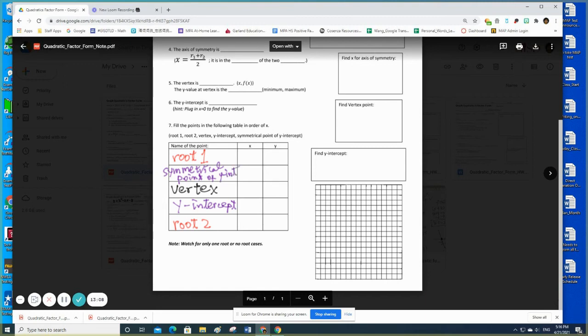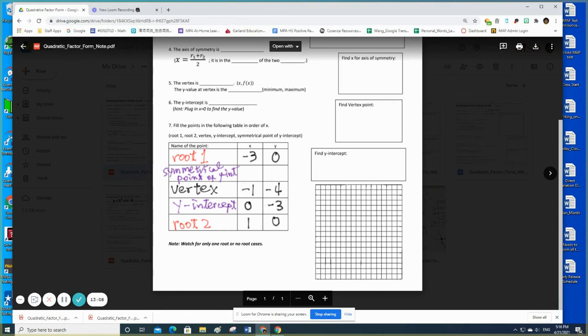Let's put all those values. Earlier, we found our 2 roots. One is at x equal to negative 3. The other one is at x equal to 1. We know at the x-intercept, the y value will be 0. The vertex is at x equal to negative 1, y equal to negative 4. The y-intercept happens at x equal to 0, y value is negative 3.